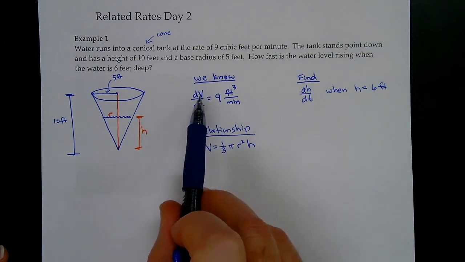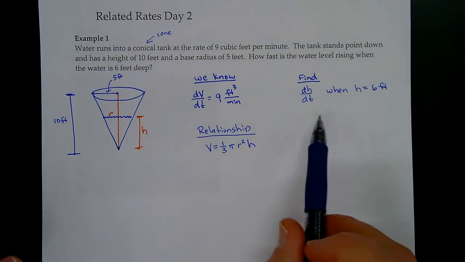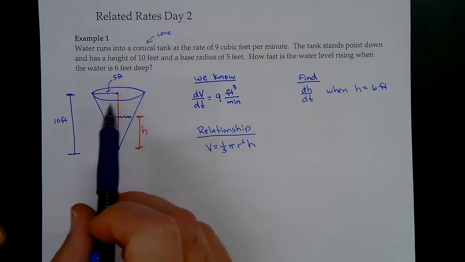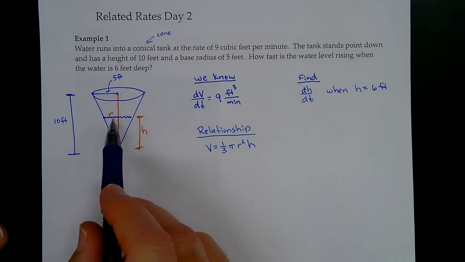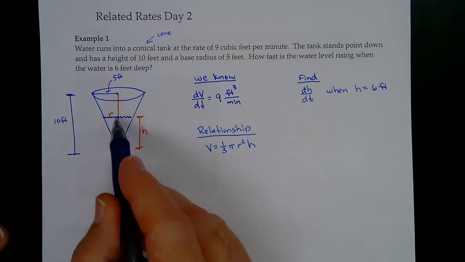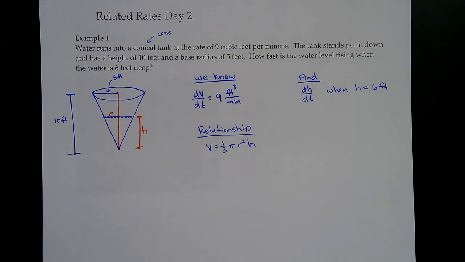We want to relate V and H only because we don't know anything about R. I mean, we know the base of the tank is 5 feet, but we don't know the base radius of the water, the top surface of the water level right here. So what we have to do on a problem like this is figure out a way to change R and make it become an H. And the way we're going to do that is through similar triangles.